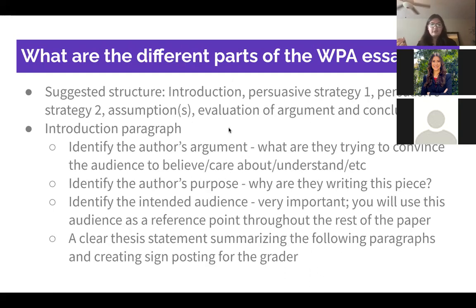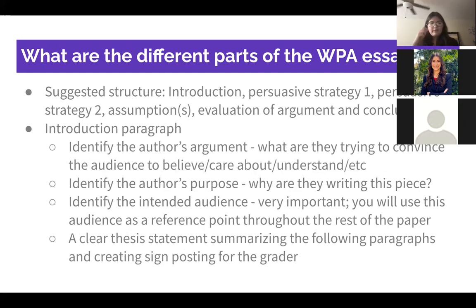So going more in depth, a suggested structure for the paper. This is a 5-paragraph structure that I developed, but again, to each their own, whatever you think is best for your own writing strategies, definitely follow that. The 5 parts I broke it down into were an intro paragraph, a paragraph for persuasive strategy number 1, a paragraph for persuasive strategy number 2, a paragraph on assumptions, and then a final conclusion and a final restatement of your evaluation of the argument.